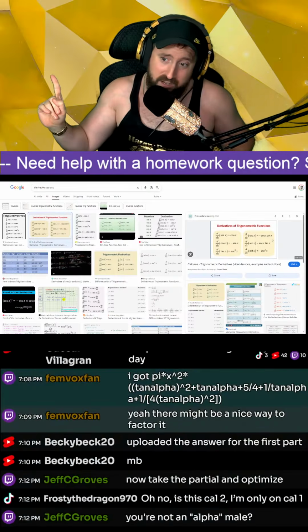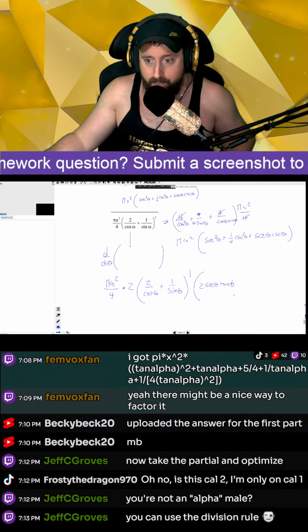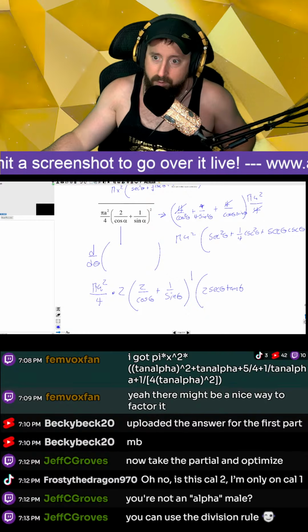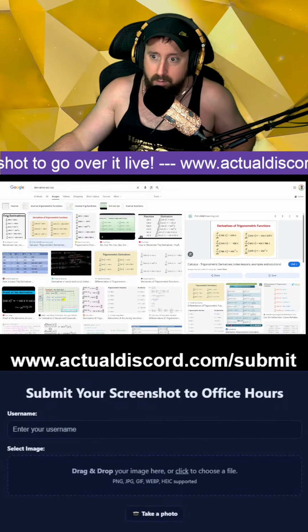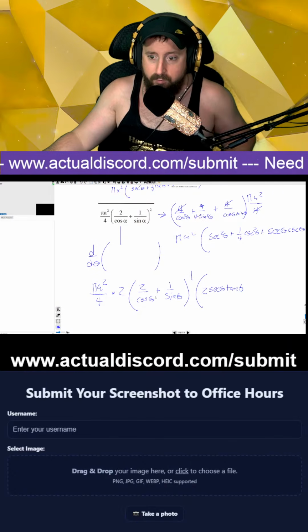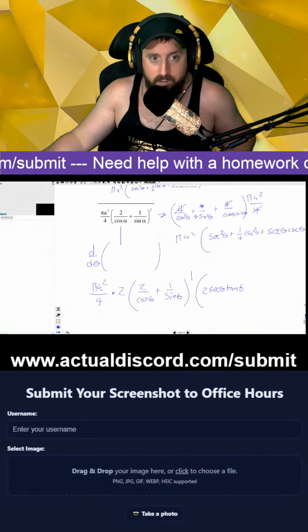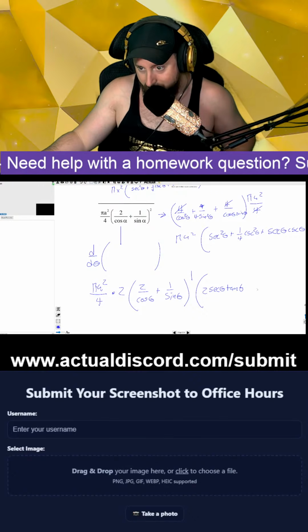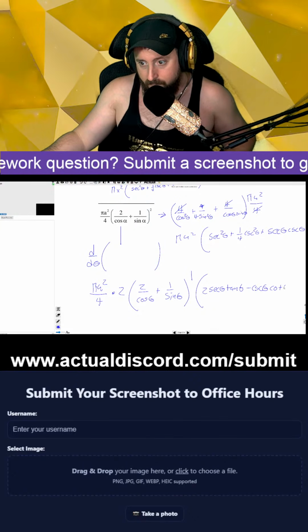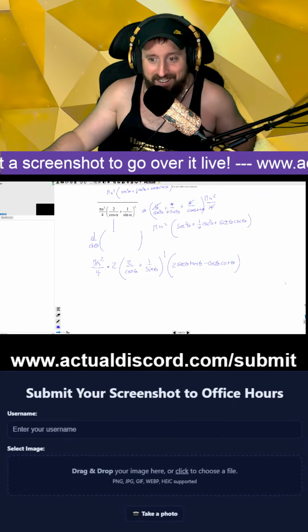Okay. Cosecant is negative cosecant cotangent. And then secant is secant tan. Wait, did I have that right? Yeah, okay, so secant is secant tan, and then it's negative cosecant cotangent. And then set all this equal to 0.